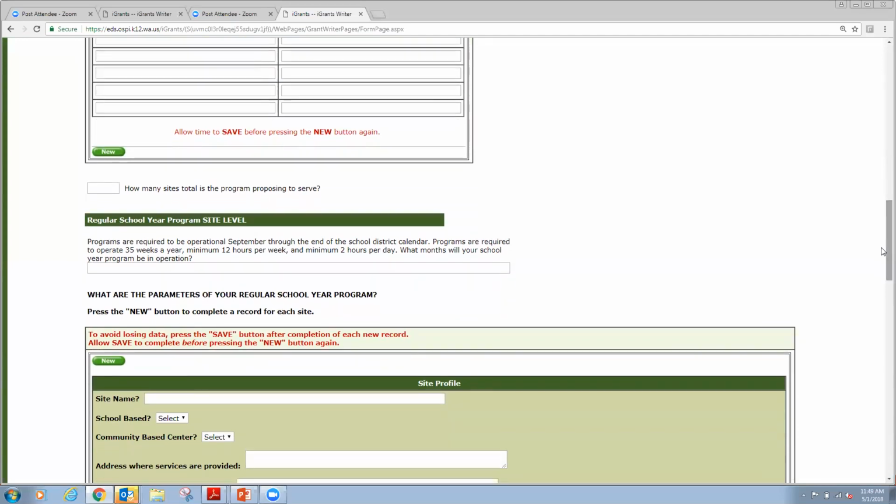How many sites total is this program proposing to serve, which may be different than school districts? And so think really clearly about how a site is defined. It's where services are being offered to kids. And typically it would be 1 site per building is what we would want to see.